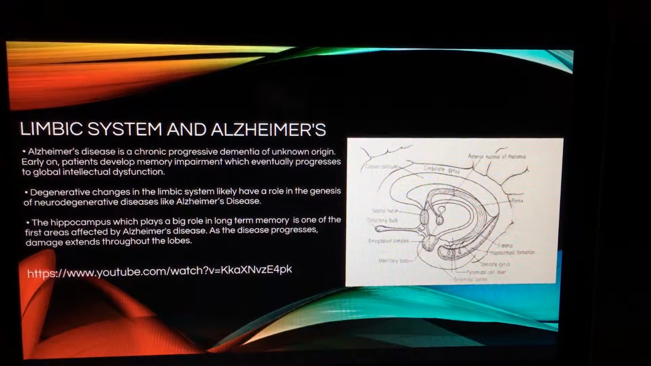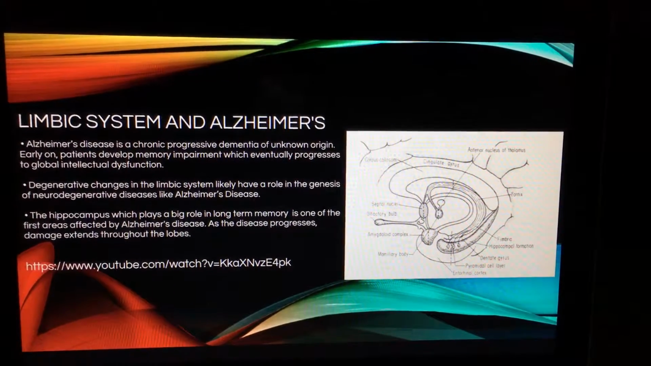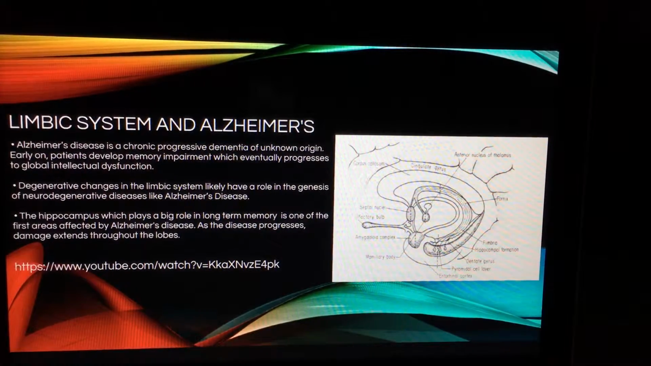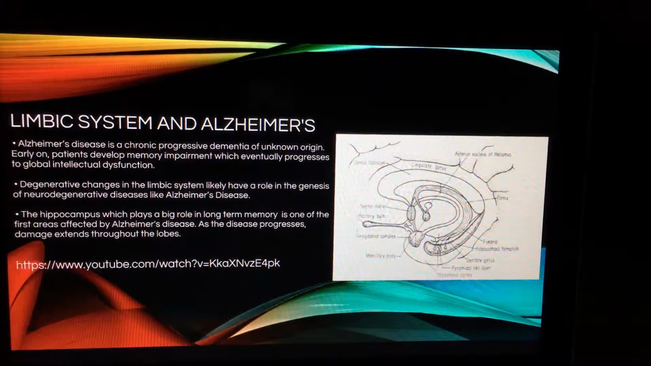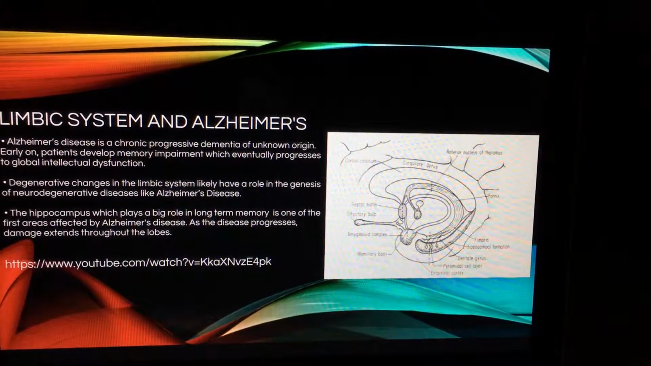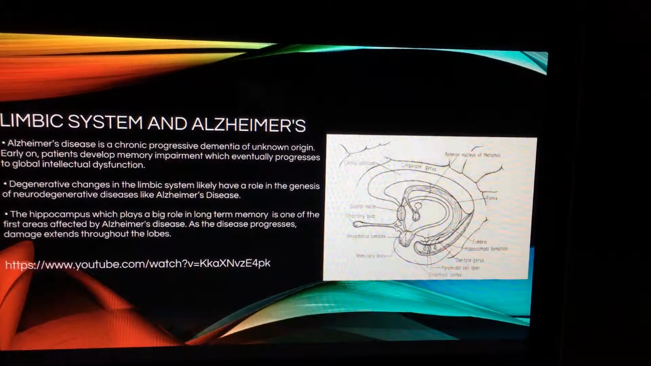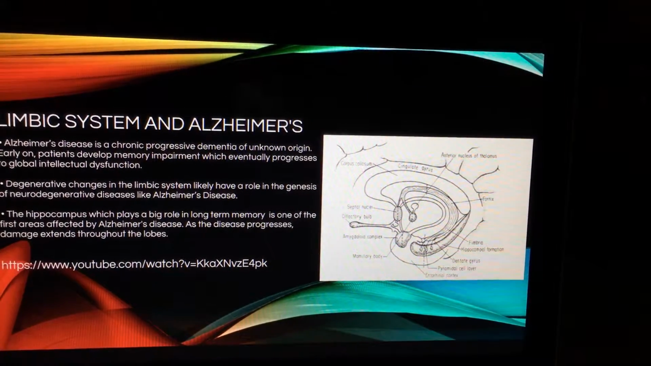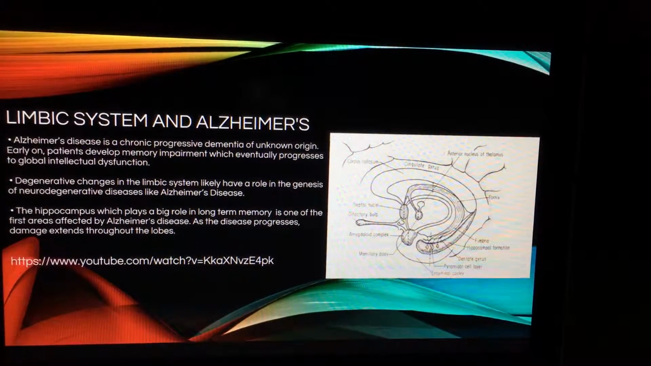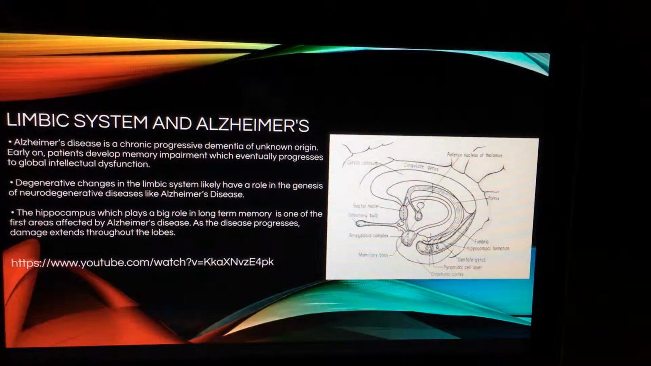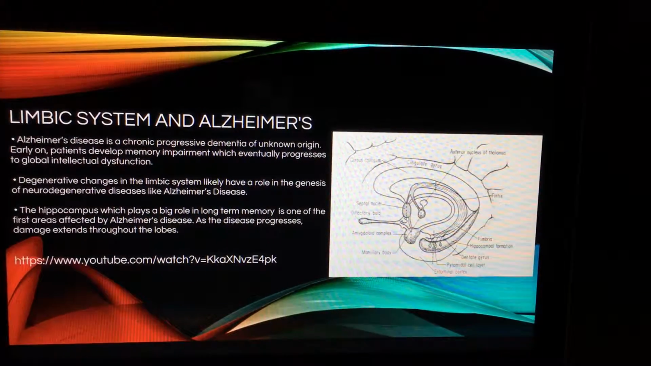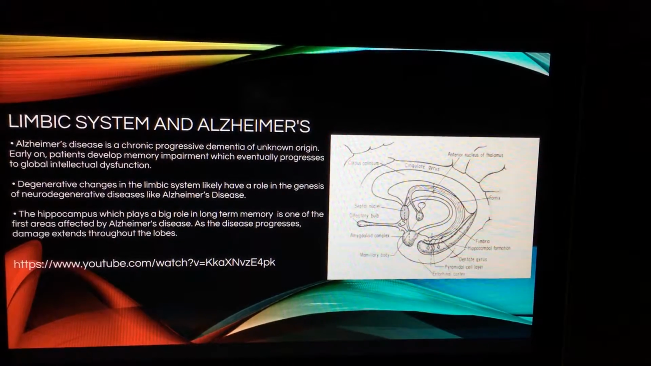Alzheimer's disease is a chronic progressive dementia of unknown origin. Early on, patients develop memory impairment which eventually progresses to global intellectual dysfunction. Degenerative changes in the limbic system likely have a role in the genesis of neurodegenerative diseases like Alzheimer's disease. The hippocampus, which plays a big role in long-term memory, is one of the first areas that's affected by Alzheimer's. As the disease progresses, damage extends throughout the lobes.